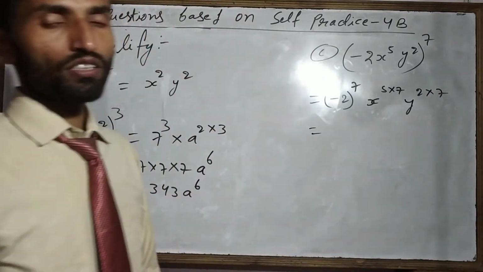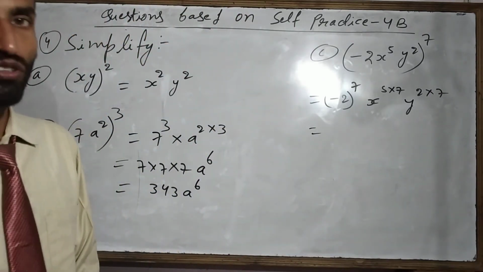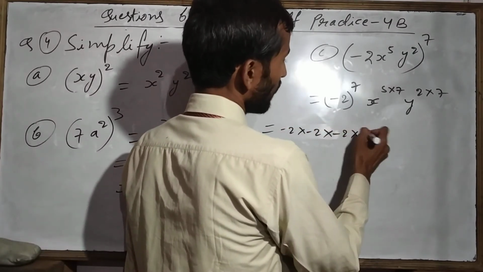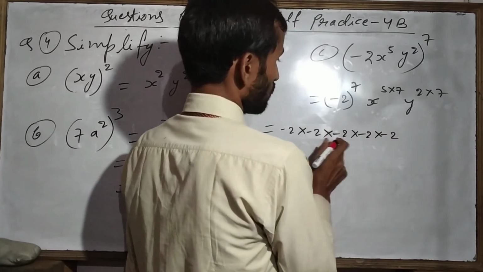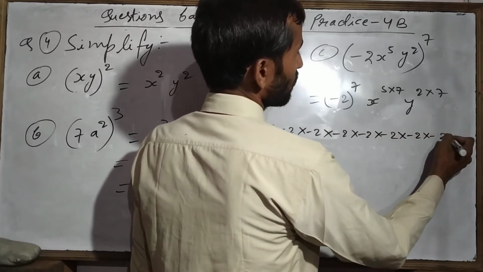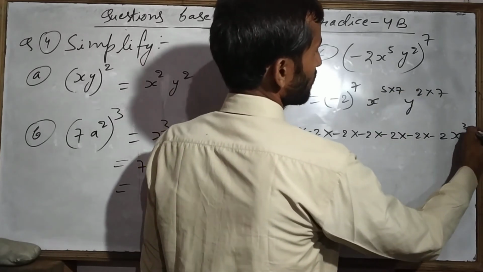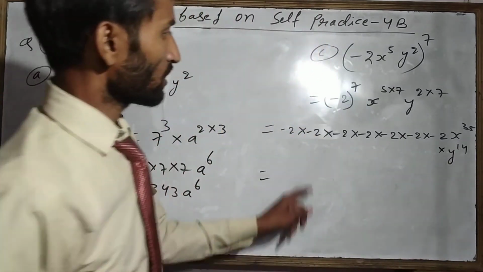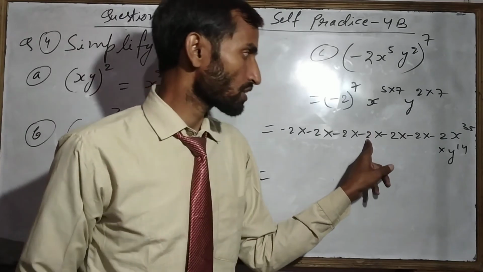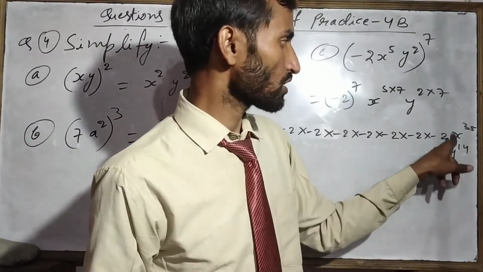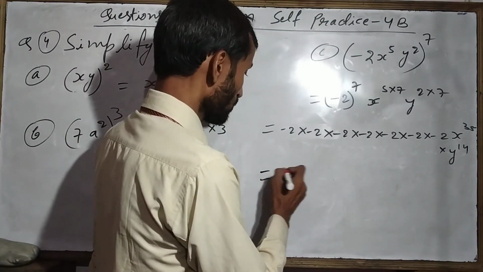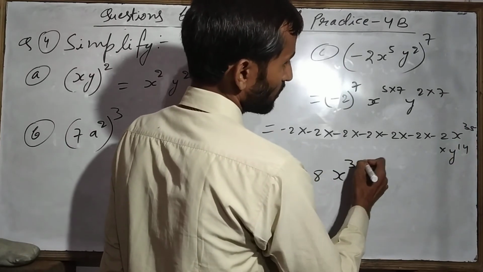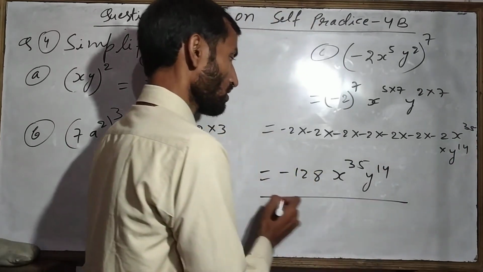So minus 2 power 7 means minus 2 will multiply 7 times. So you will write it down like this, minus 2 into minus 2 into minus 2 into minus 2 into minus 2 into minus 2 into minus 2, and here x power 5 times 7, 5 7s are 35, and here y power 14 will come. So 2 2s are 4, 4 2s are 8, 8 2s are 16, 16 2s are 32, 32 2s are 64, 64 2s are 128. So minus 128 will come, and x power 35 will come, and y power 14 will come. So this is the final answer.